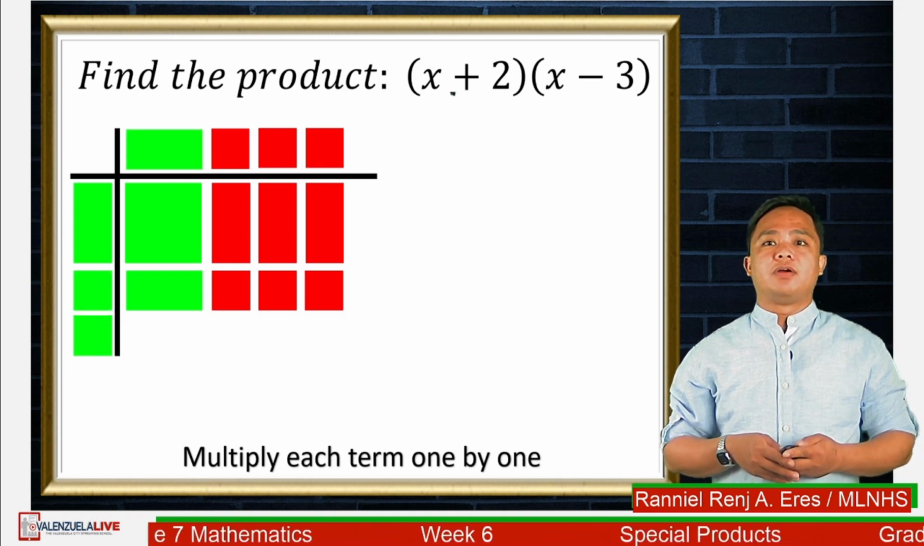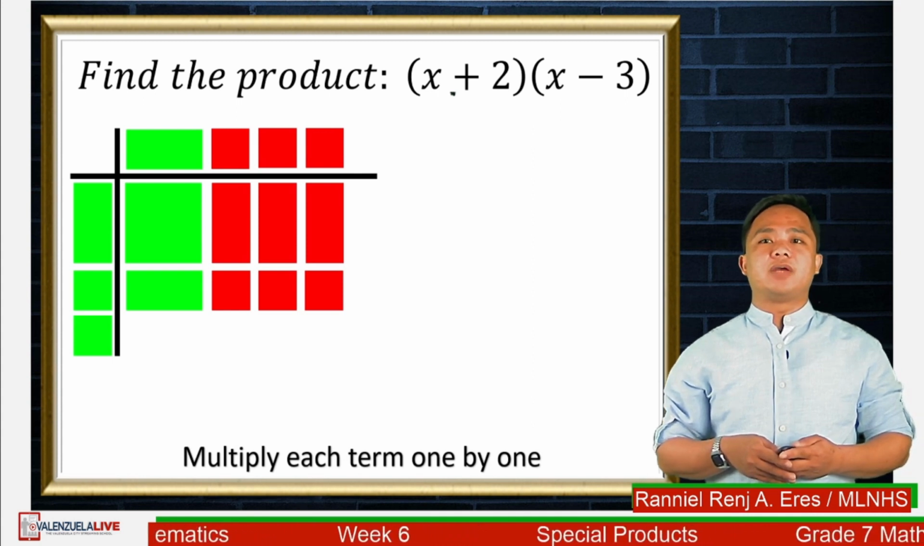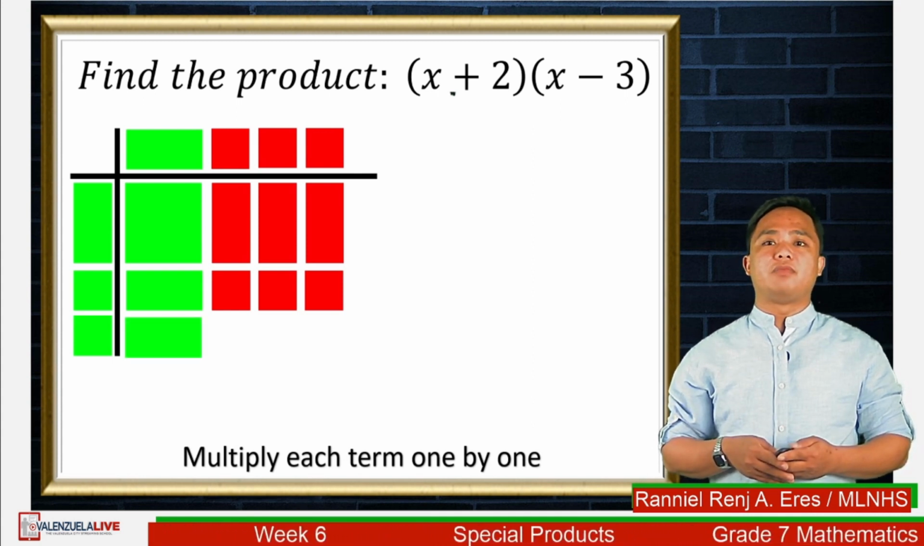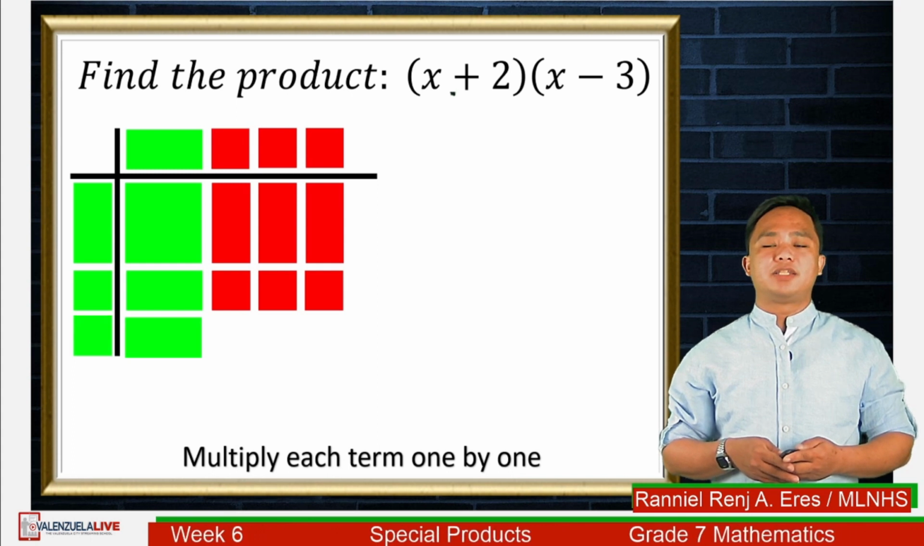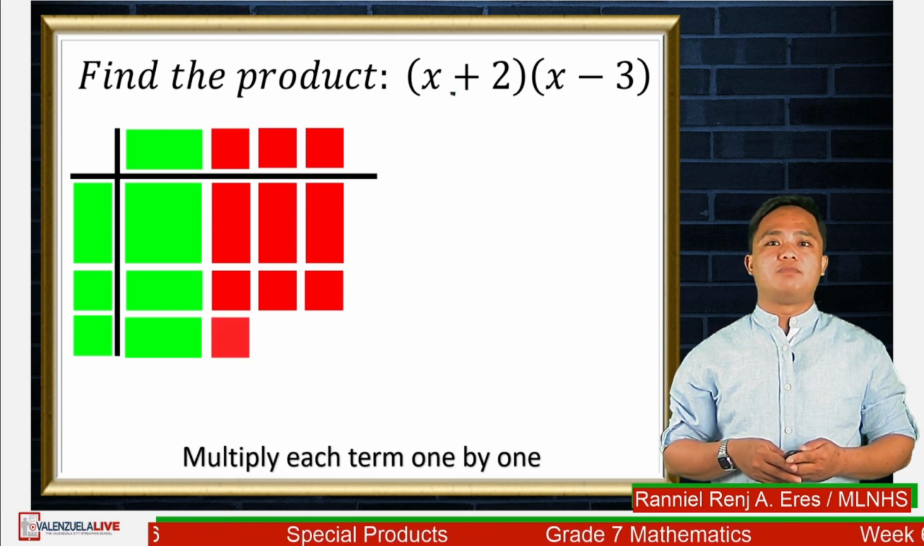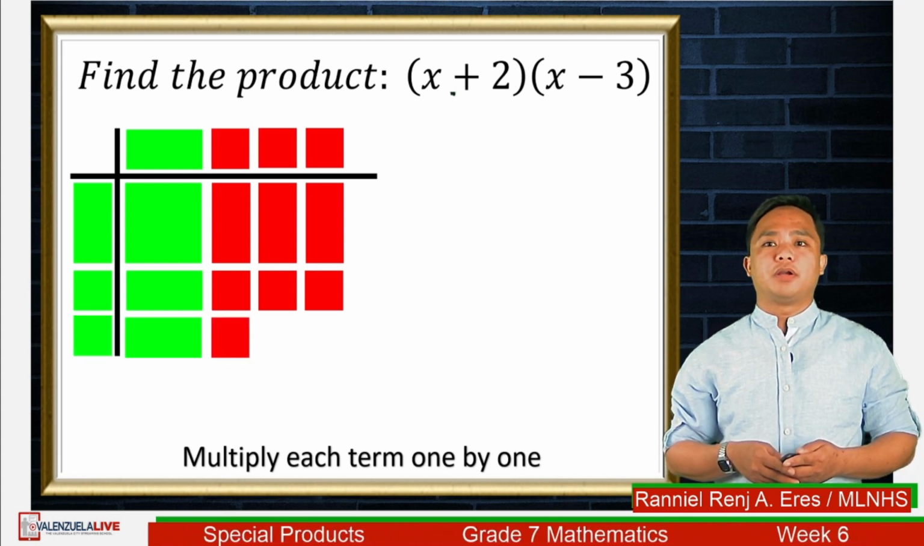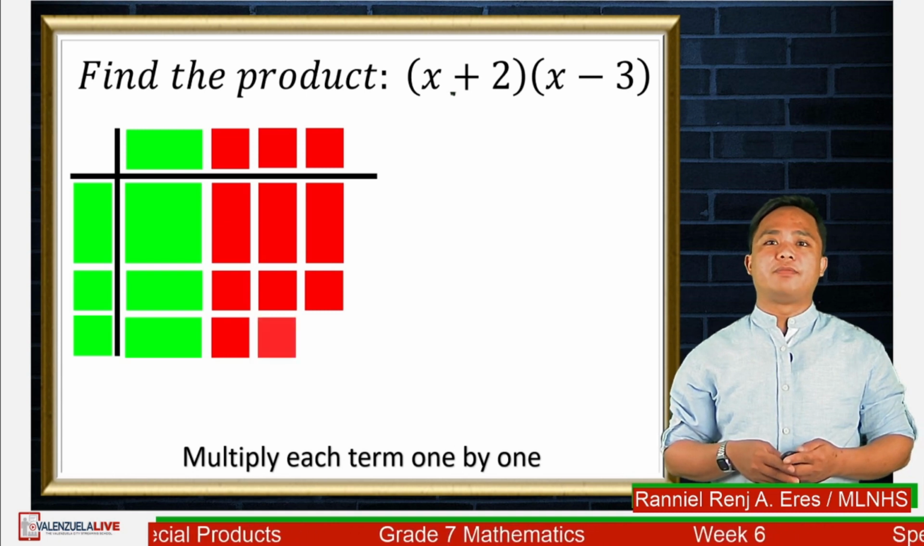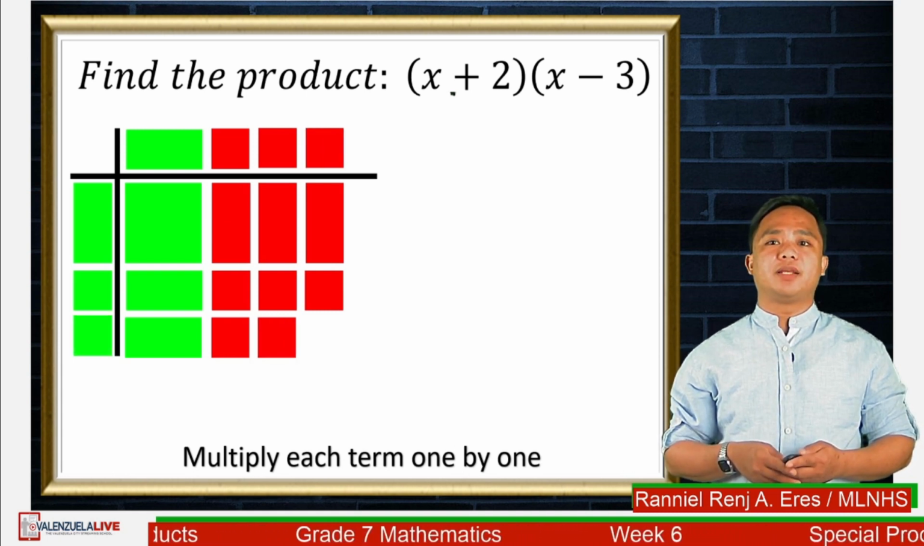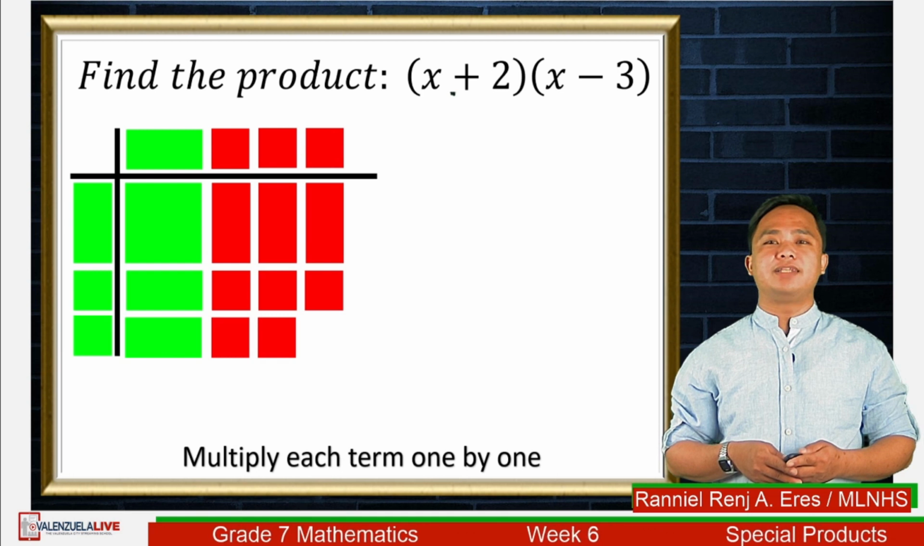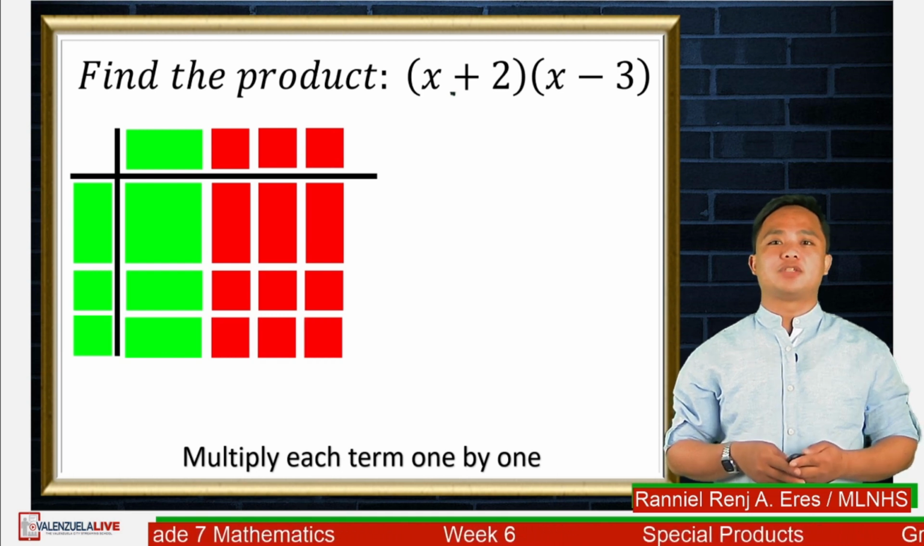Then we have green rectangle times green square, we have green rectangle. Red square times green square, we have red square. Red square times green square, we have red square, and red square times green square, we have red square.